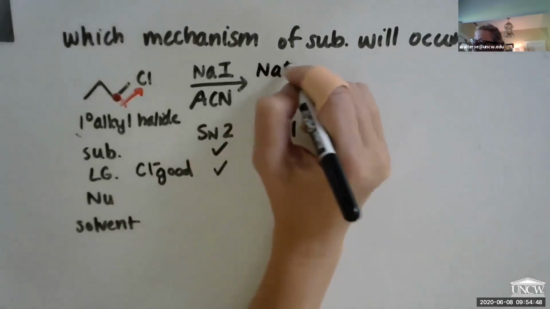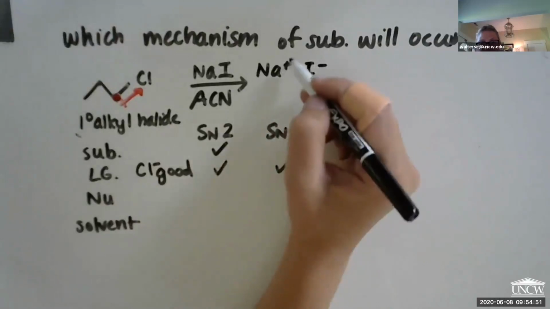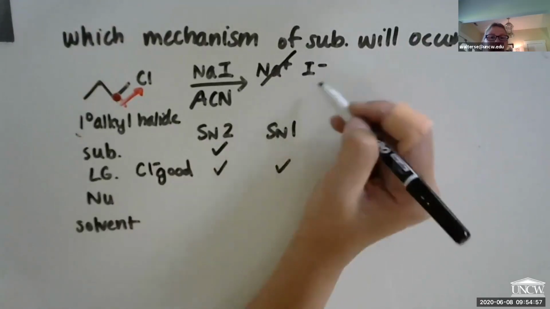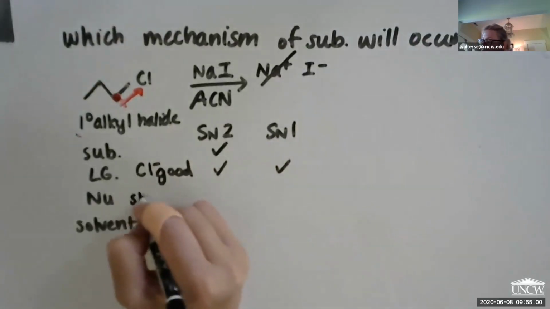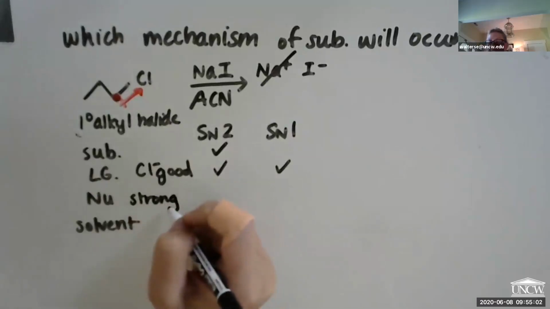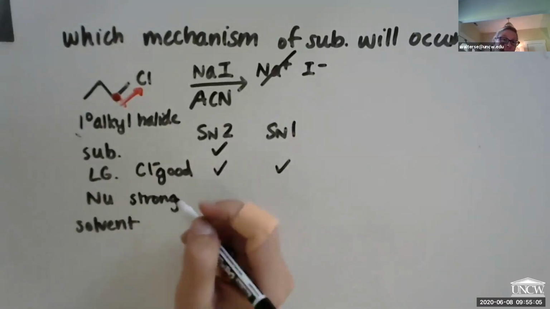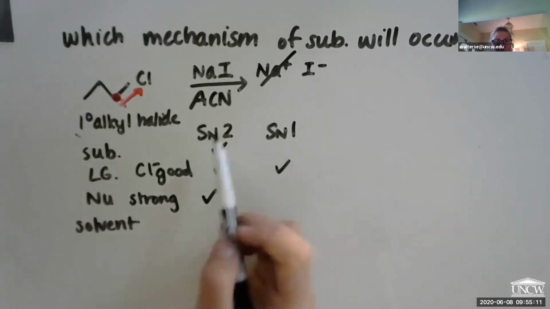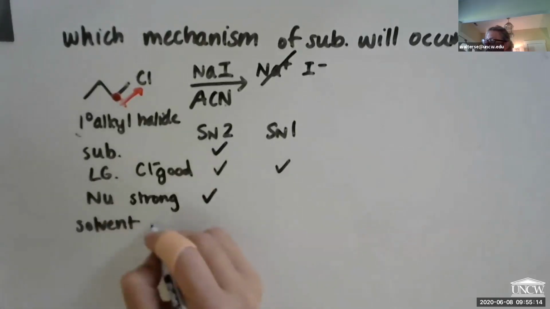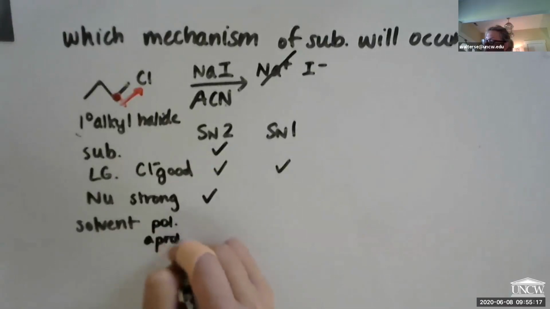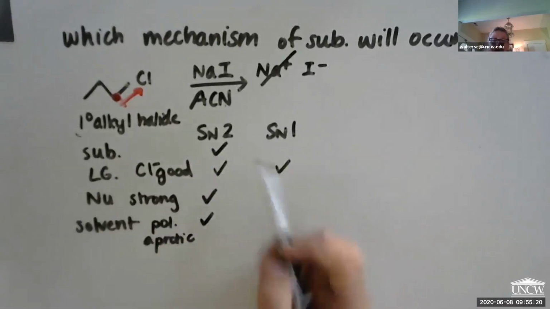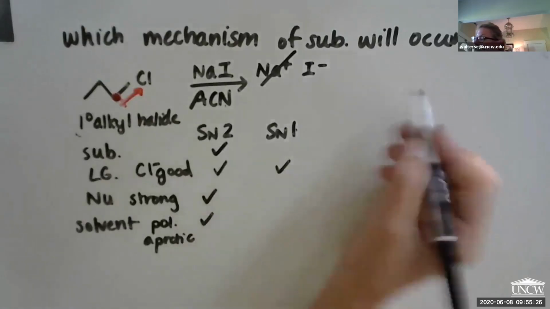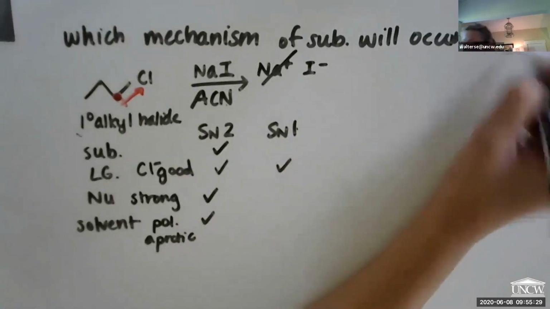Now here you have a nucleophile hidden inside a salt. You get sodium cations and iodide anions. These are useless. I mean, they don't matter. They're there to get you iodide. Iodide is a strong nucleophile, and strong nucleophiles are used when you have to attack partially positive carbons in SN2 reactions. Acetonitrile is polar but aprotic. So now we have 4 checks for SN2, only 1 check for SN1. So the mechanism that will occur is SN2.